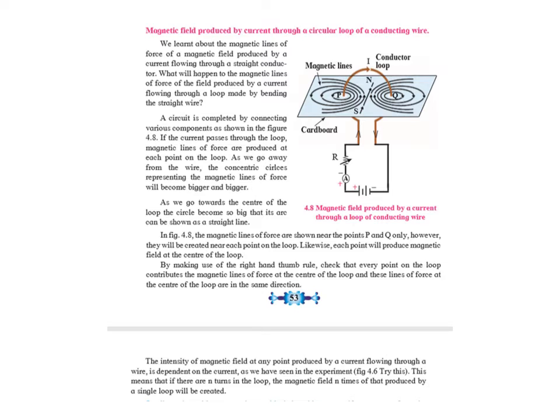Likewise, each point will produce a magnetic field at the center of the loop. By making use of the right hand thumb rule, we can find out that the lines of force at the center of the loop are in the same direction.